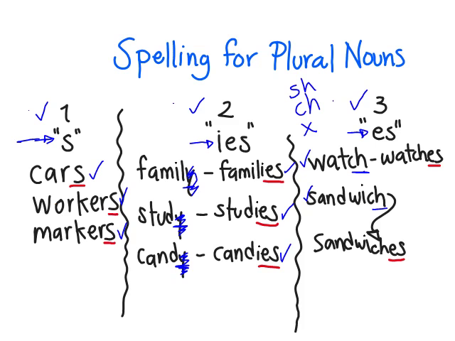Number 2, if we have a noun ending in Y, we remove it, we eliminate it, and we change it to IES. Families, studies, and candies. And we also have rule number 3. If we have an ending sound like ch, or x, then we have to add the ending es, and we pronounce it. Watch, watches. Sandwich, sandwiches. Okay?